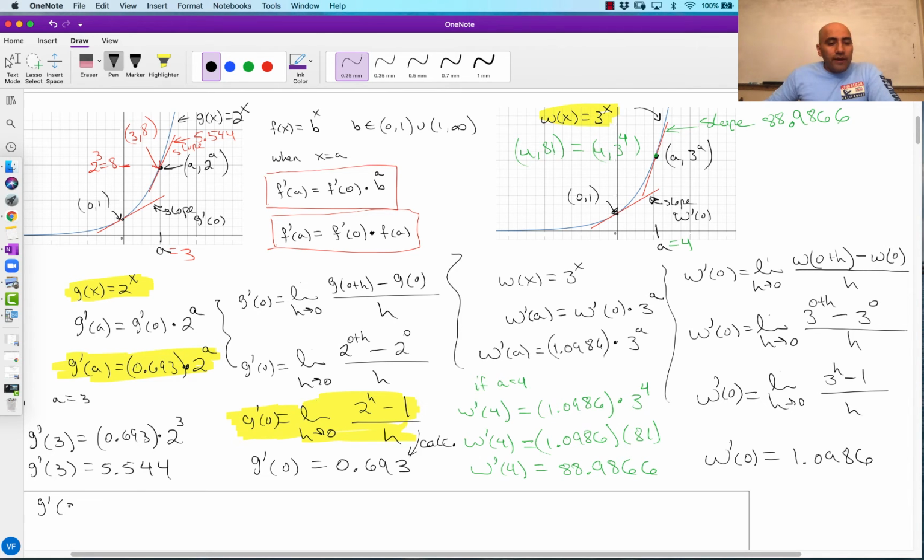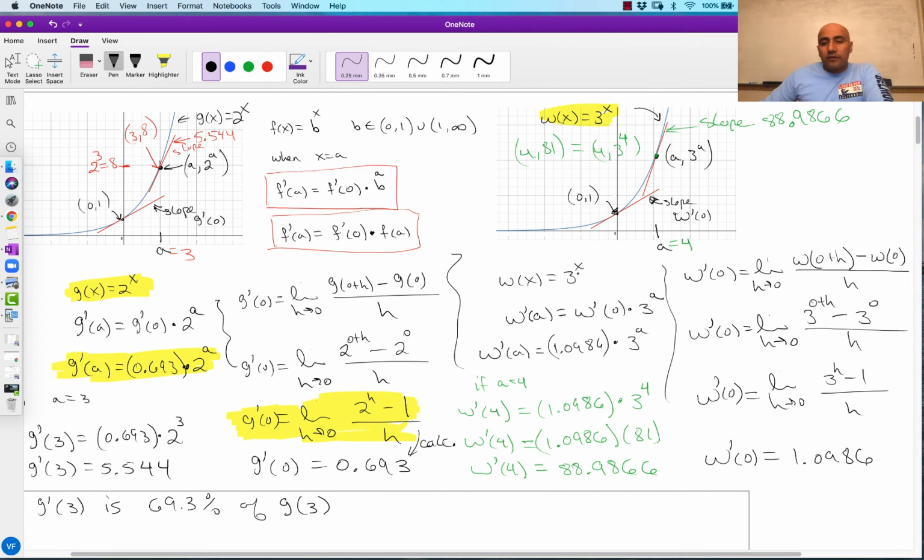g prime at 3 is 69.3% of the value of g of 3. Evaluate your function at 3 and do 69% of that value, and that's your derivative. The slope of the line tangent at that point is equal to that. That's very interesting. And this number stays constant for the function 2 to the x for any value of a. Good.